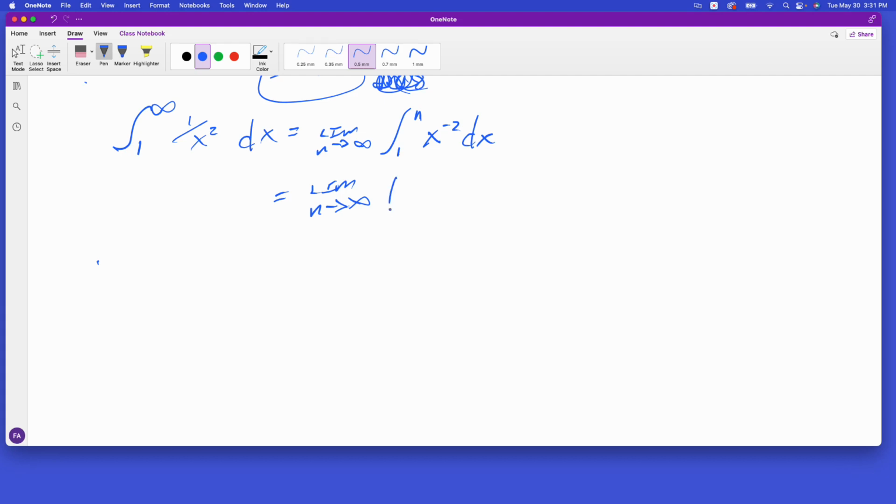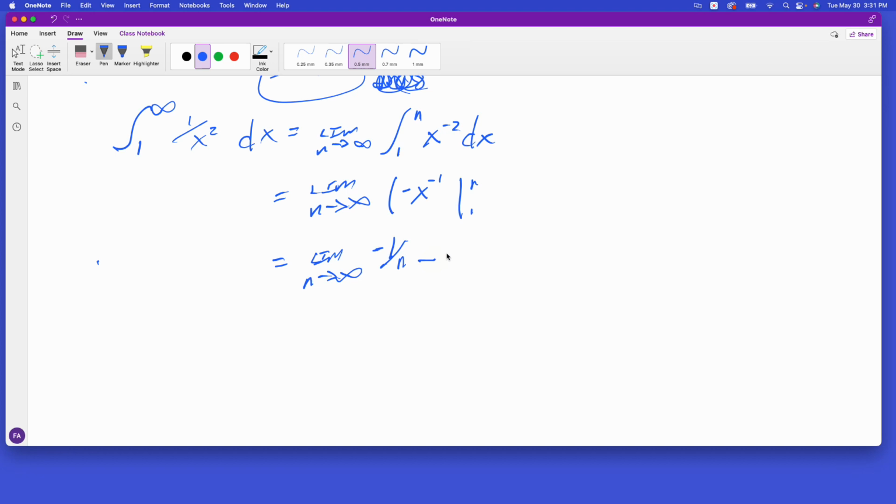So when we do that process, we add 1 to the exponent, so that gives us negative x to the negative 1, evaluated from 1 to n, right? So that means that we can then do the first fundamental theorem of calculus there, and we end up with negative n. We can go ahead and write that as 1 over n if that helps, right?